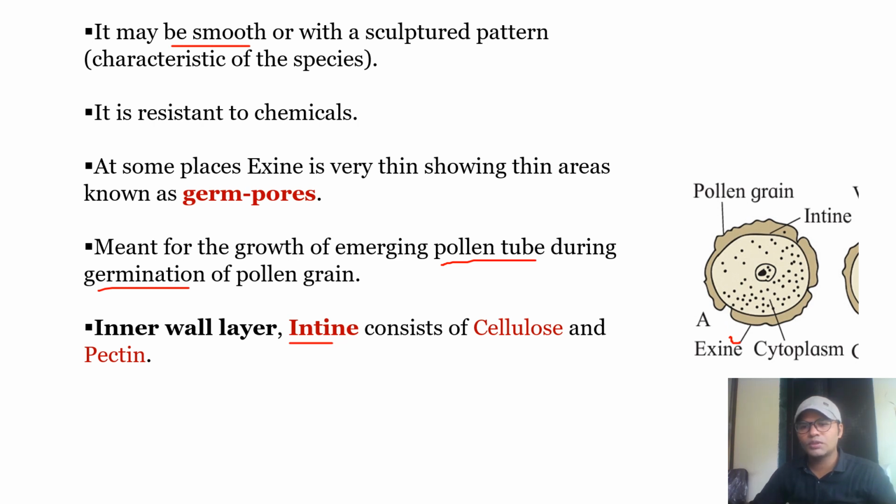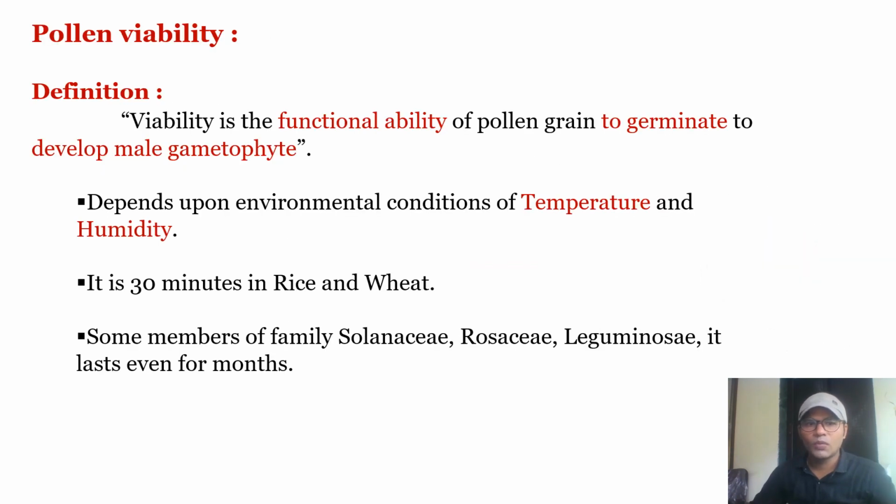So this is nothing but intine. Okay. Due to the presence of outermost covering, there is the enzyme which are thick and resistant to chemical, pollen grains become viable. So what is meant by viability?